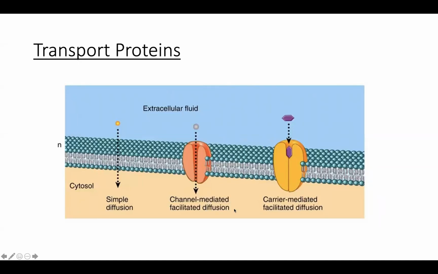Other types are facilitated diffusion, which is carrier mediated, where we have these transport proteins in the plasma membrane that are going to form channels. These pores are going to be formed. Substances are going to be able to cross the membrane. Carrier proteins are going to bind to whatever substance needs to come in and help to facilitate the crossing into the cell cytoplasm.